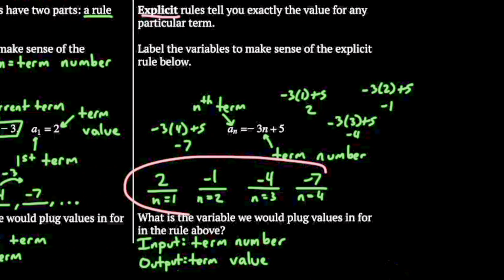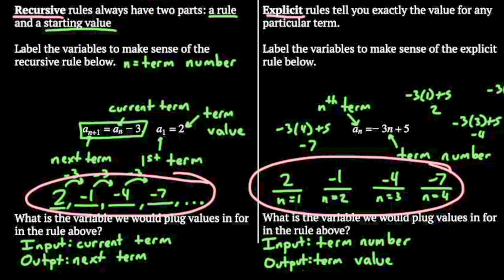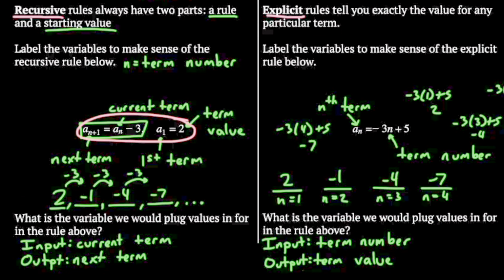So actually you can see this sequence we just came up with is the same one as we came up with over here. So this recursive rule and this explicit rule are representing the same list of numbers, they're just written differently.